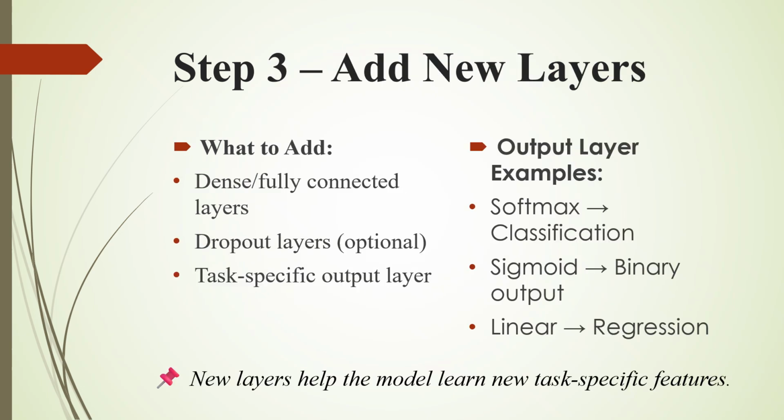And step 3 is to add new layers. Now we add some new layers to adapt the model to our task. This can be dense or fully connected layers, dropout layers to prevent overfitting, and finally an output layer depending on your task. For example, we use softmax for multi-class classification, sigmoid for binary classification, and linear for regression tasks.